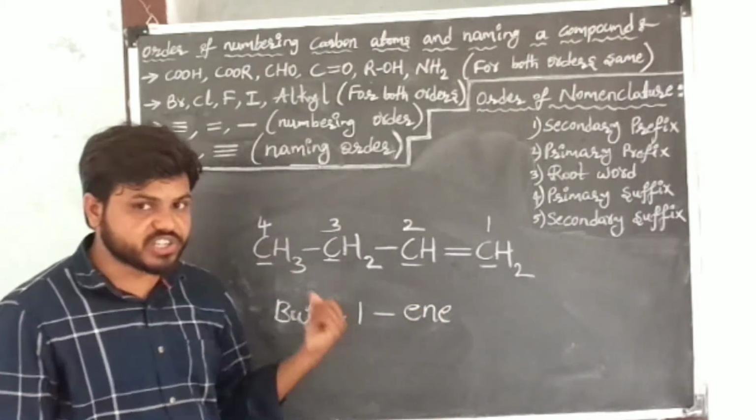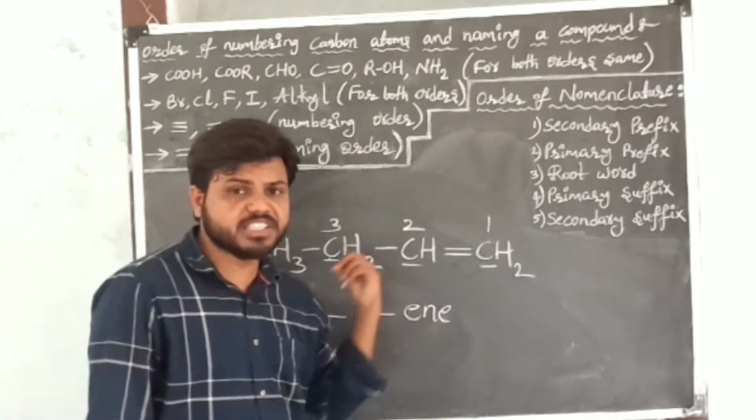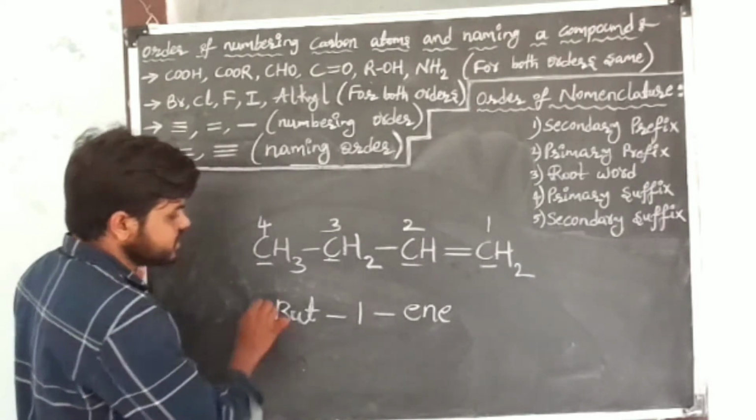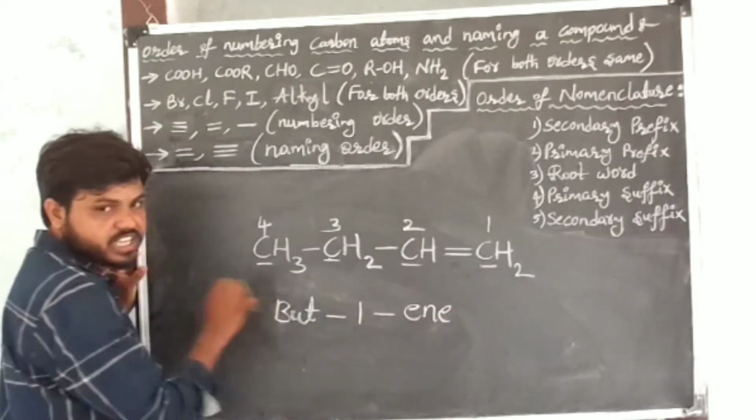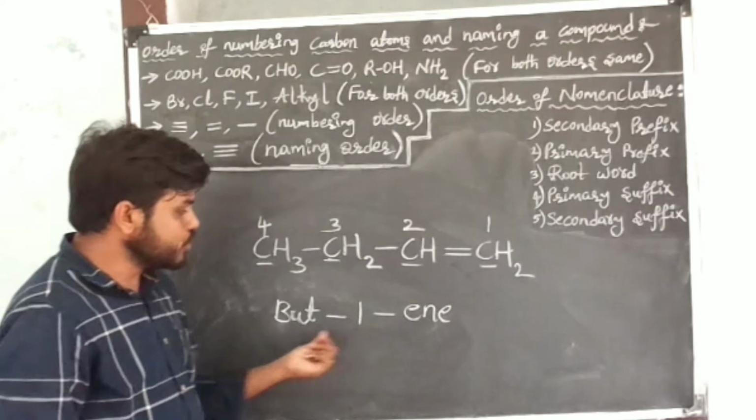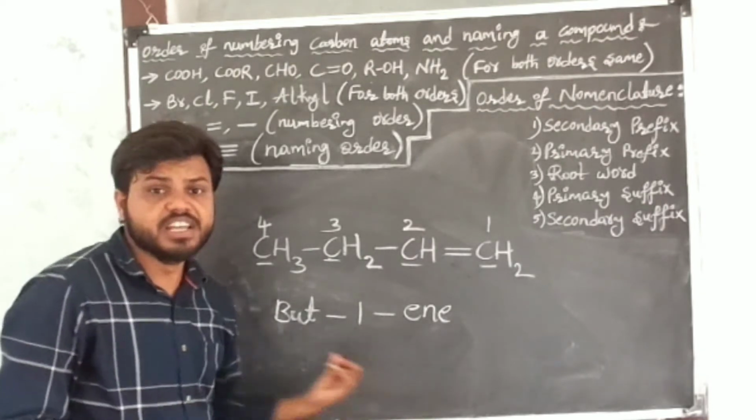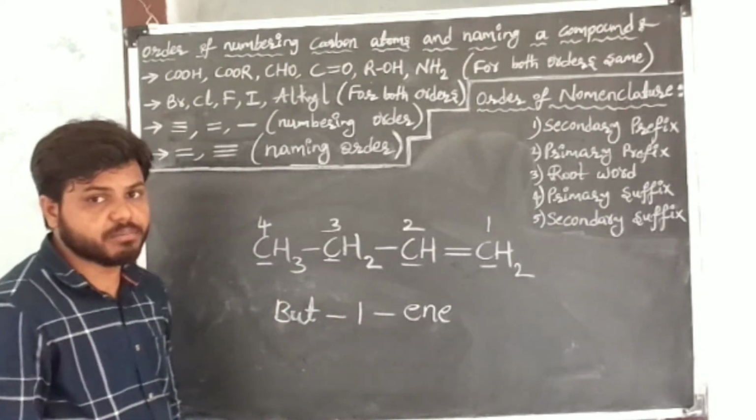Secondary suffixes are functional groups. Those functional groups are not present in the given carbon compound. So this is our required IUPAC name of the given carbon compound, that is but-1-ene. But-1-ene is the IUPAC name of the given carbon compound.